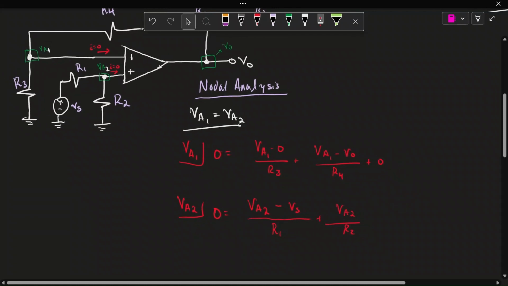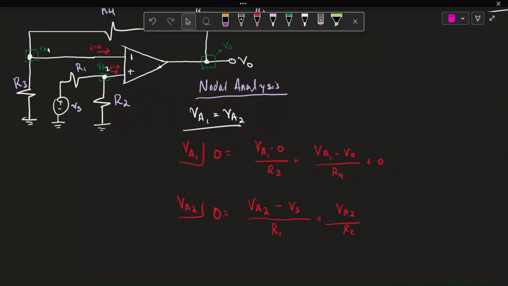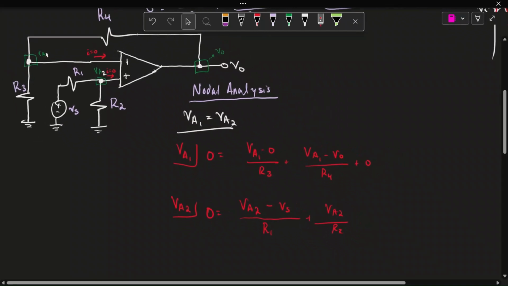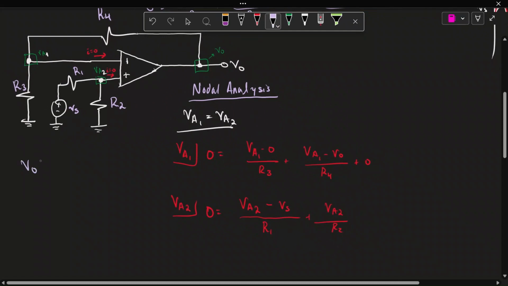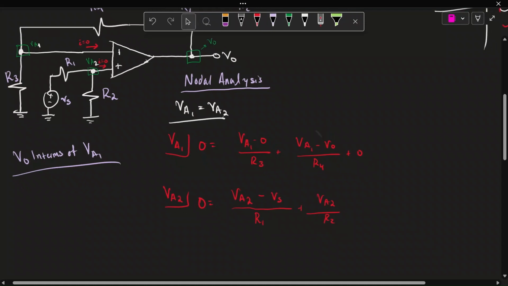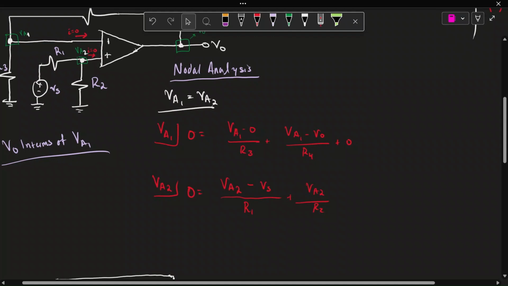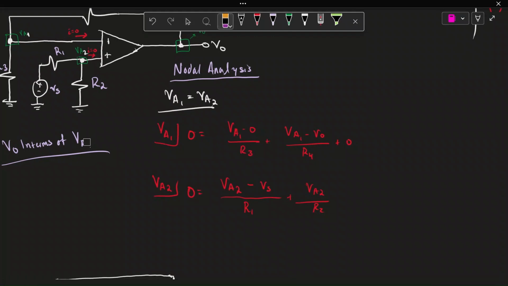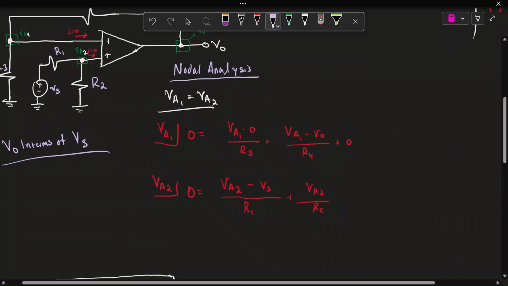All right, so let's see. Remember, VA1 is equal to VA2. So what we're going to be trying to solve in this is Vout in terms of, we'll say VA1. Sometimes they'll say V source, which would be our VA1, but I'll keep it as VA1 because that's what we have. Oh wait, never mind. In terms of VS, they give us VS here.